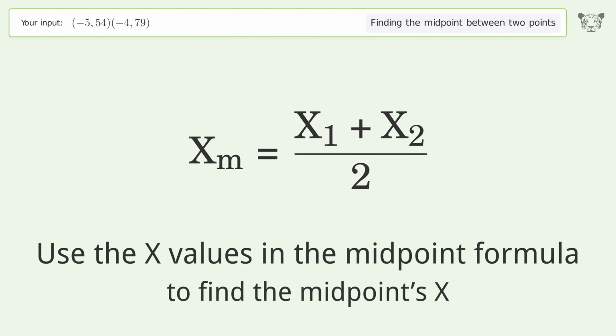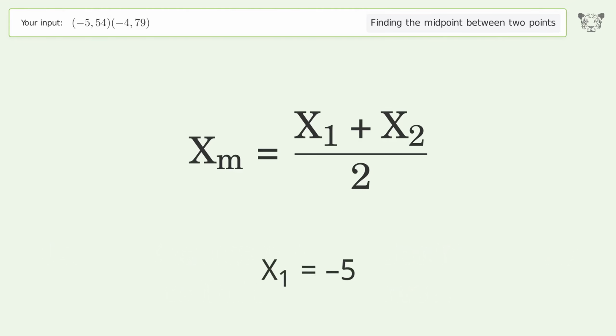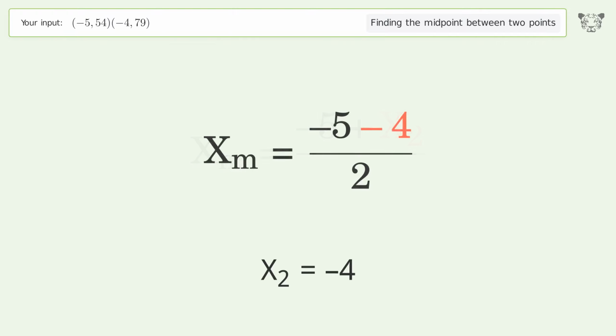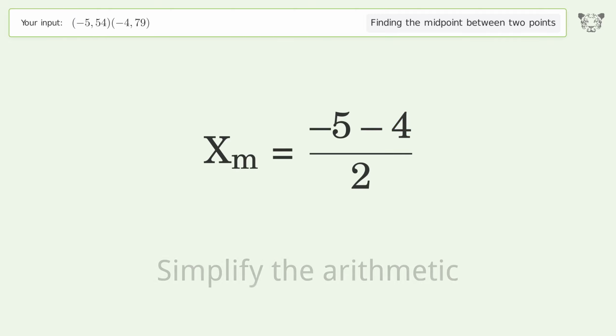Use the x values in the midpoint formula to find the midpoint's x. x1 equals negative 5. x2 equals negative 4. Simplify the arithmetic.